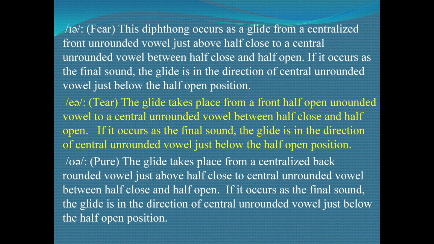Now let us move on to air, tear, fair, care, share. How is it articulated? Now tear, say the word and feel. How is the glide taking place from one position to another? Yes, the glide takes place from a front half open unrounded vowel to a central unrounded vowel between half close and half open. But if it occurs as a final sound, then again the glide is in the direction of a central unrounded vowel just below the half open position.